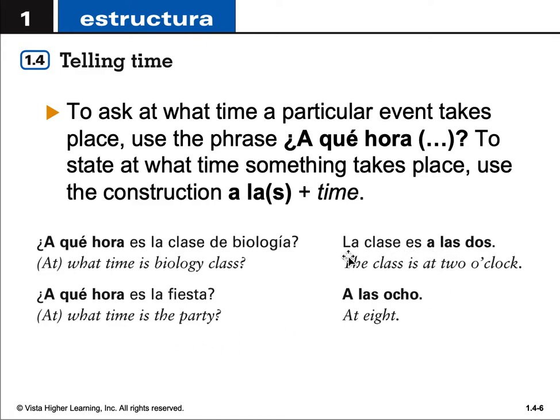Notice this. The class is at 2 o'clock. Okay? Now, if we're just saying it's 2 o'clock right now, that would be son las 2. Okay? But to say the class is, that's using the verb ser again. So, la clase es a las 2. Different, very similar, but different. ¿A qué hora es la fiesta? At what time is the party? A las 8. At 8 o'clock.